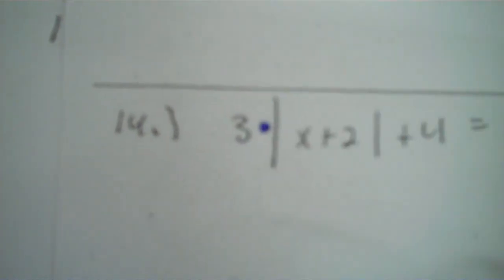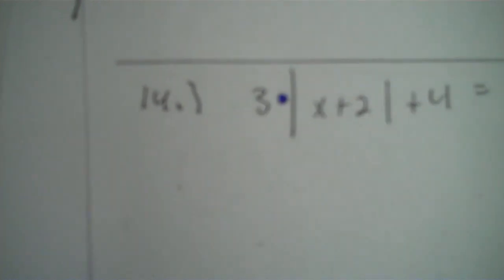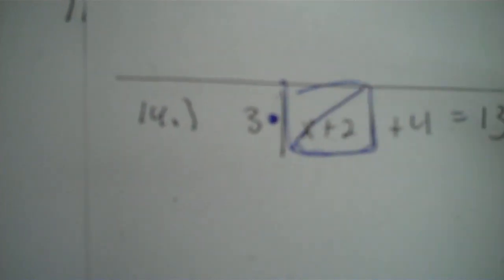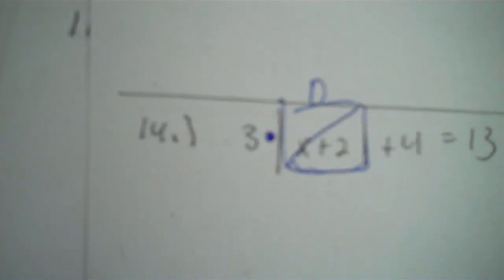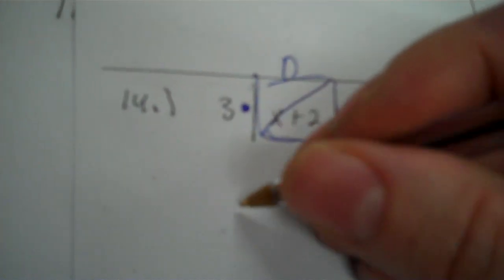Okay, number 14, we have 3 times the absolute value of x plus 2, and then plus 4 equals 13. Do not distribute. You can't do that to an absolute value. So within the absolute value, we have x plus 2. Stick with the plan. Now remove the absolute value function from the equation and just replace it with d for distance. Now d's got operations. It's 3 times d plus 4 equals 13.